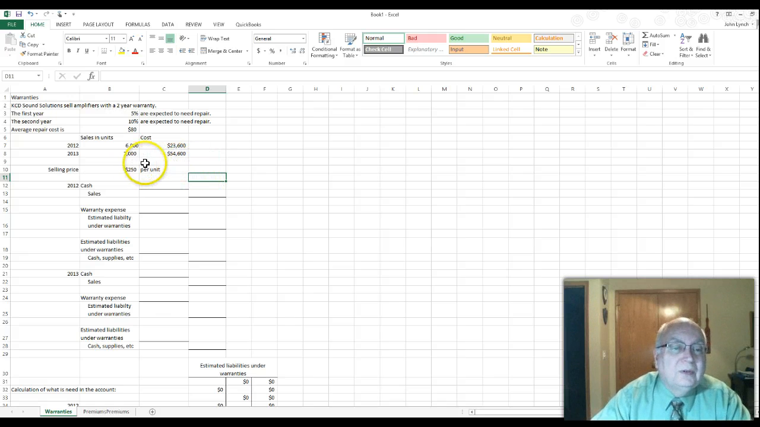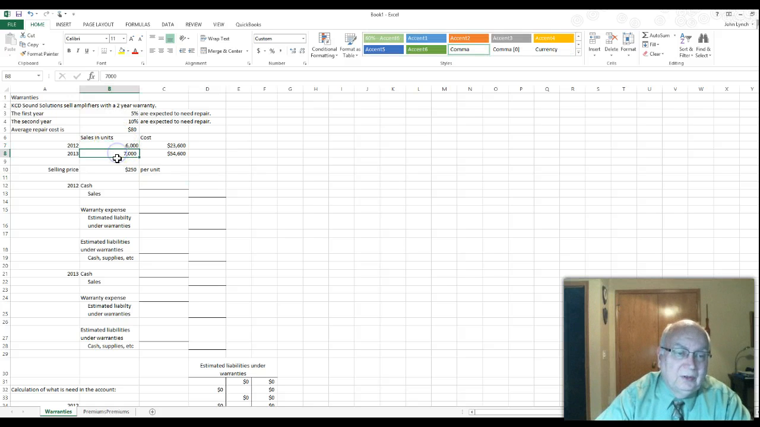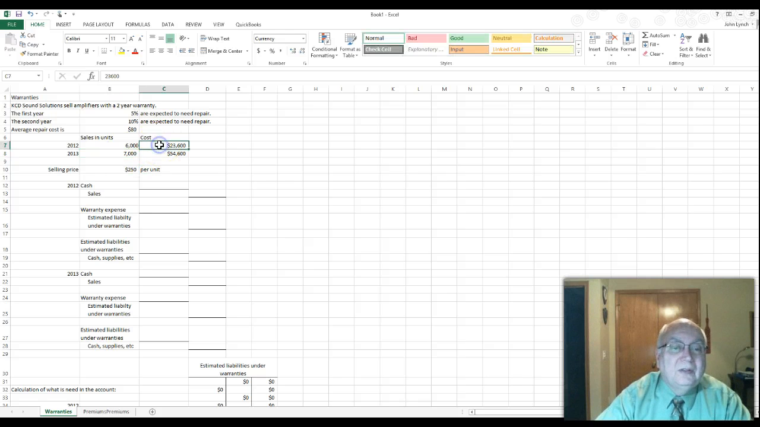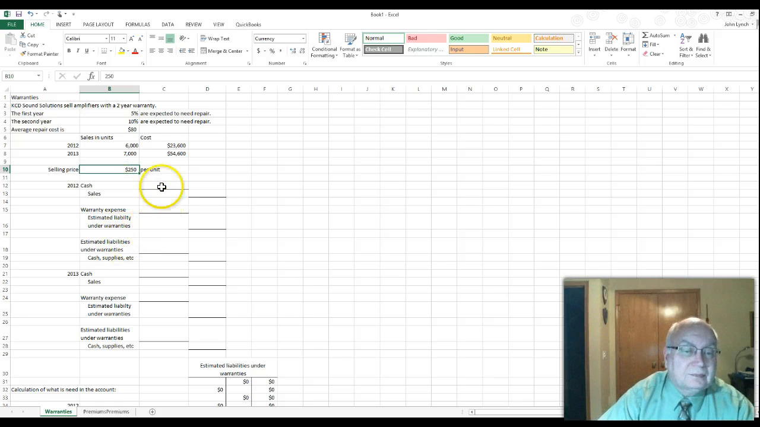And for the sales, we're going to keep it simple in that the sales happen evenly throughout the year. In 2012, we sold 6,000 units. In 2013, we're going to sell 7,000 units. The cost of the repairs that came in 2012 was $23,600, and $54,600 for the repairs in 2013. Selling price is $250 per unit.